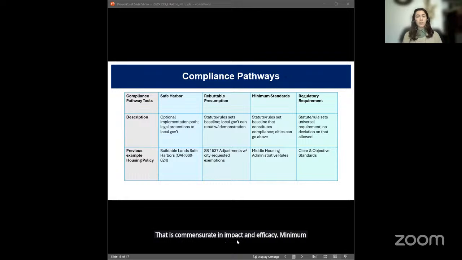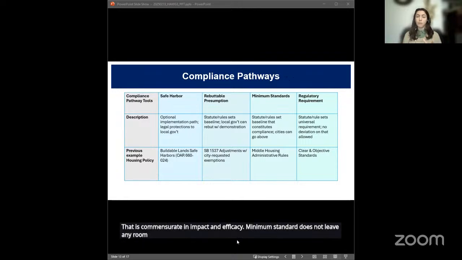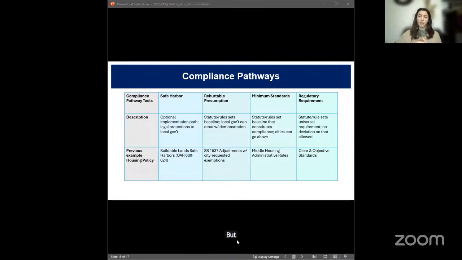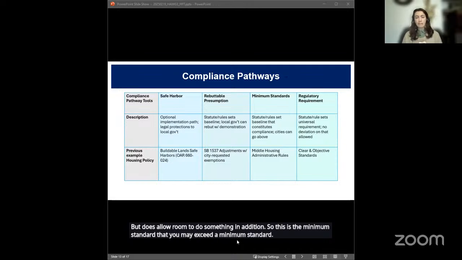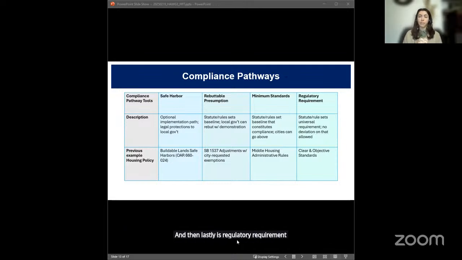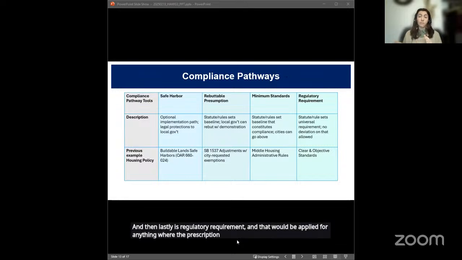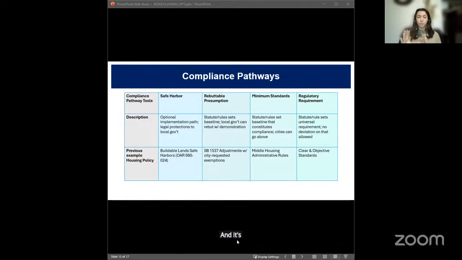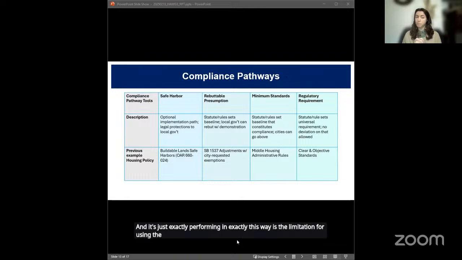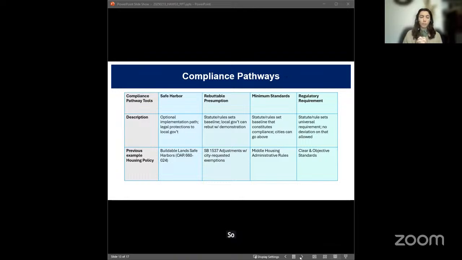Minimum standard does not leave any room for deviation in terms of at least getting this basic minimum standard done or achieved for any given part of the program, but does allow room to do something in addition. So this is the minimum standard, but you may exceed a minimum standard. And then lastly is regulatory requirement, and that would be applied for anything where the prescription is at a level of specificity and precision such that going above or beyond in any way actually is not the goal and would not be effective. And it's just exactly performing in exactly this way is the limitation for using the regulatory requirement tool. So hopefully those are starting to feel familiar. We can go to the next slide.